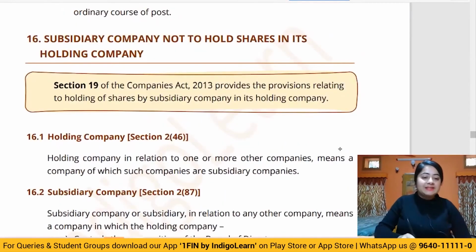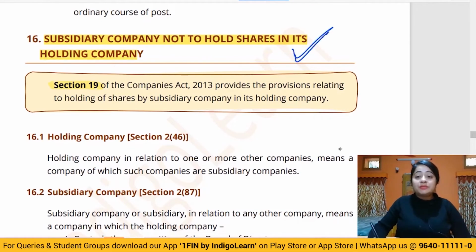Let's move on. The next section is section 19 that we are discussing. It talks about subsidiary company not to hold shares of its holding company. Now this is a very, very important section from the perspective of your examination. One of the most favorite sections on which questions come in this chapter. Okay, now what does this section say?